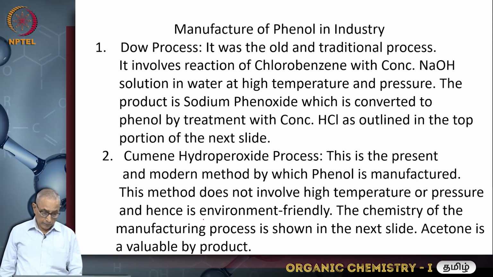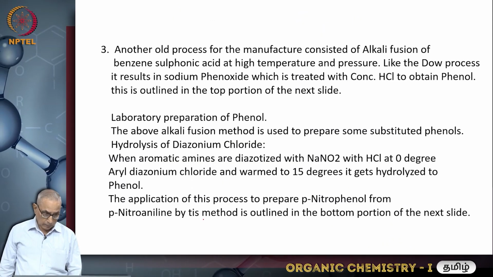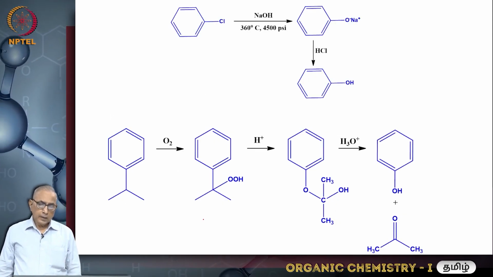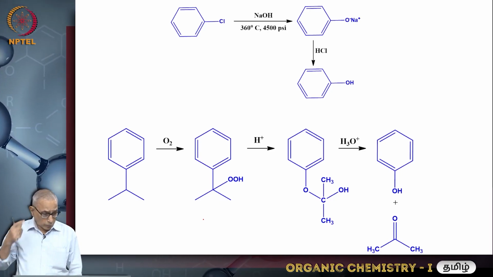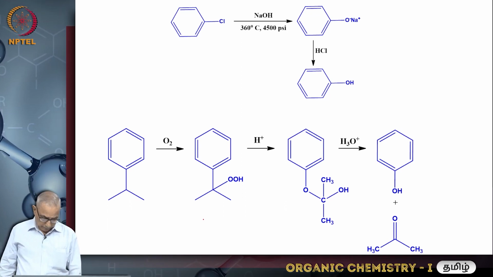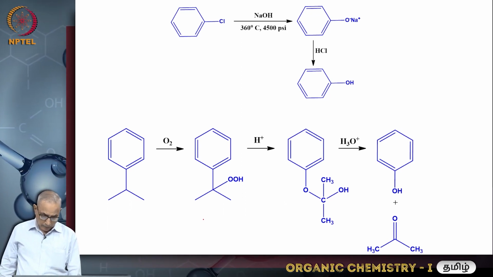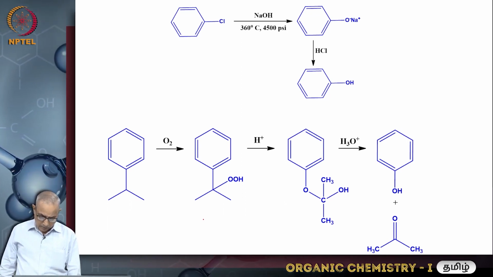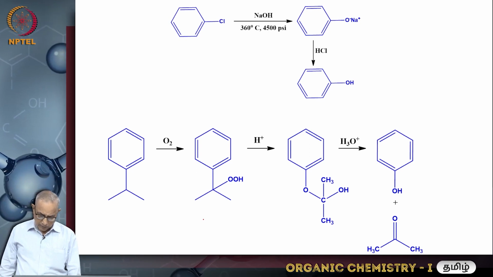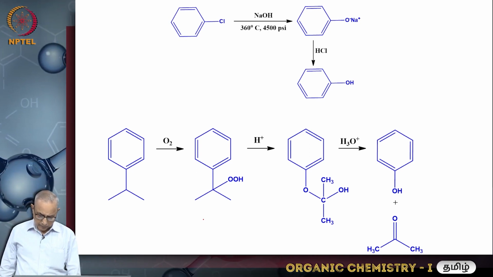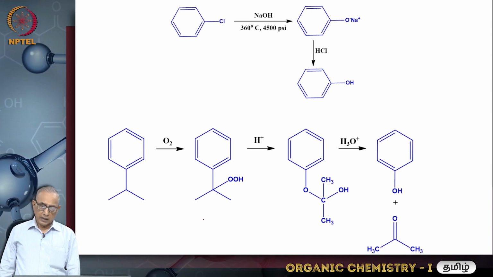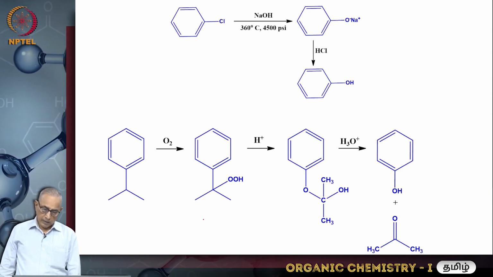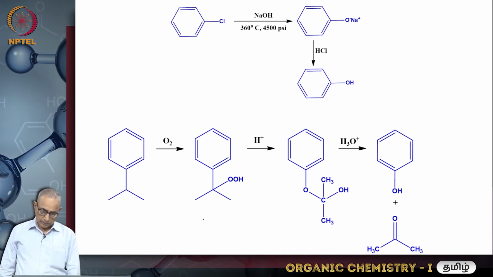temperature and pressure, and the cumene hydroperoxide method, where isopropyl benzene, which is called cumene, is oxidized to cumene hydroperoxide, reacted with H3O plus, gives phenol and acetone, an important side product. This reaction takes place at low temperature, therefore it is environmentally friendly, so you can use less energy.